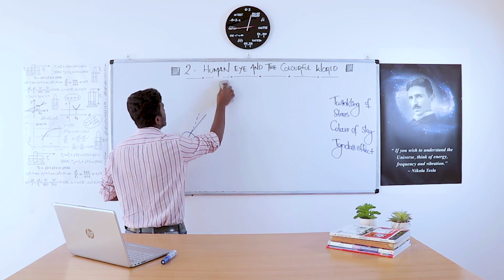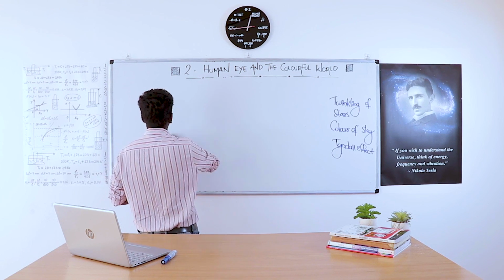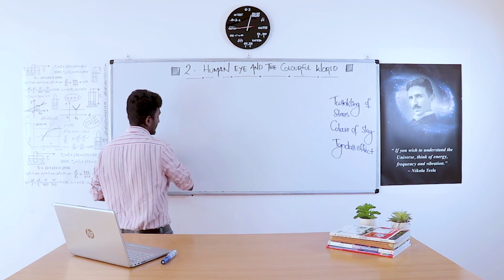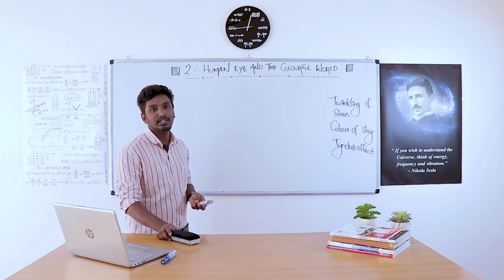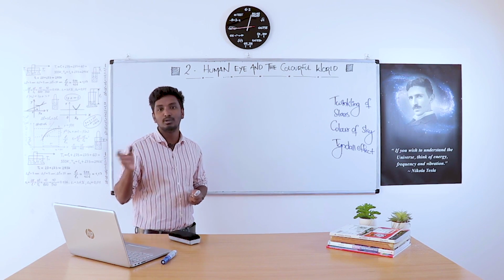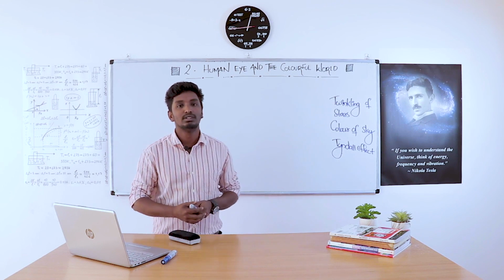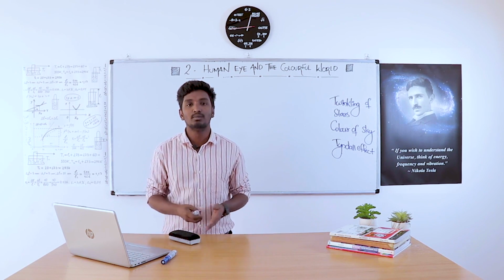Next topic is color of sky. You all know that the color of the sky appears to be blue. This is not actually blue. We say it as sky blue. That may be a mixture of violet, indigo, blue.